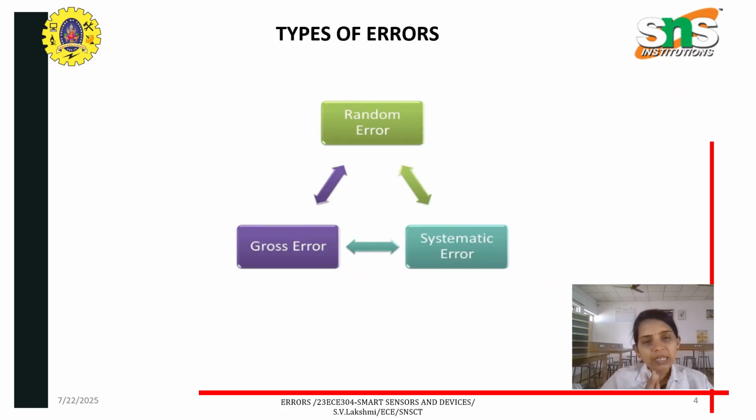We can classify errors into three major types. One is random error, another is gross error, and the third is systematic error. Gross error occurs due to human error, systematic error is due to the instruments and observation, and random error is due to environmental factors. Now let us discuss these three types of error in detail.